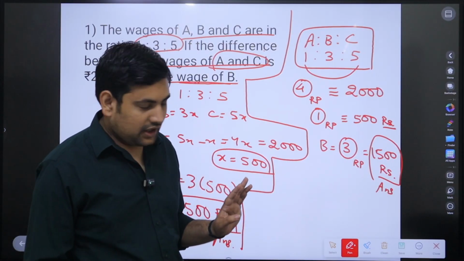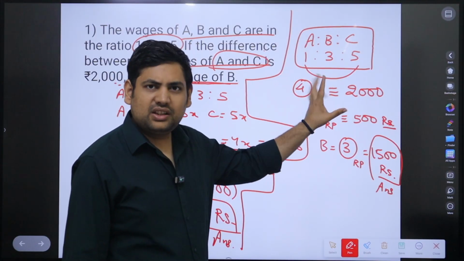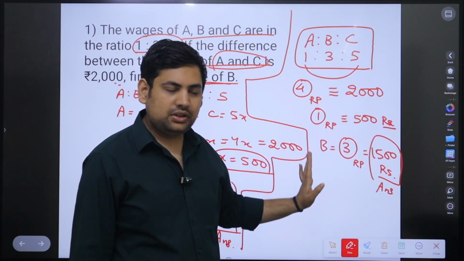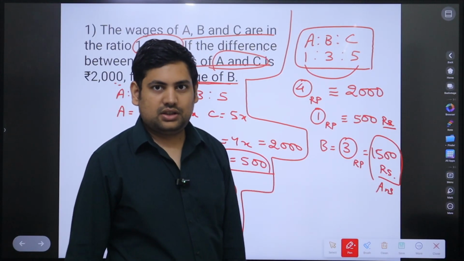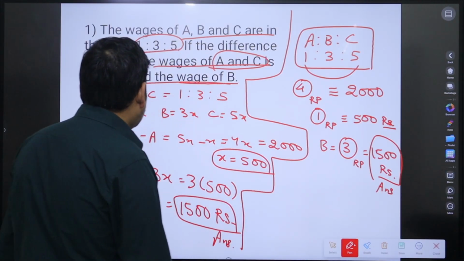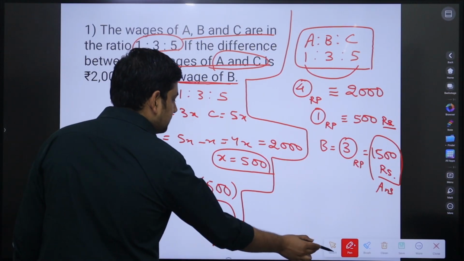Now this is simply the difference in ratio points. Ratio point is equivalent to what? And then this to this. Simple. Okay, now let's move forward.